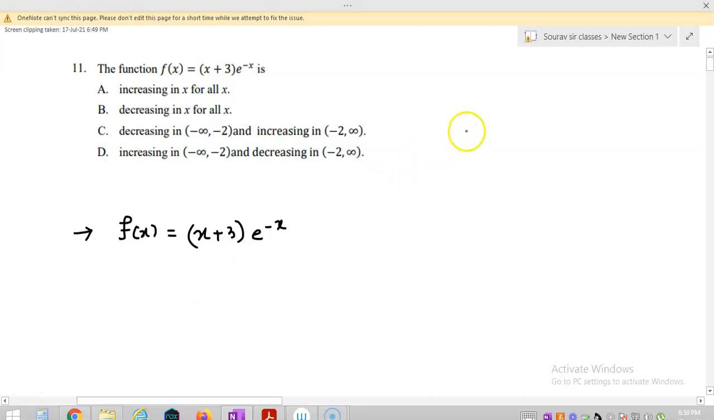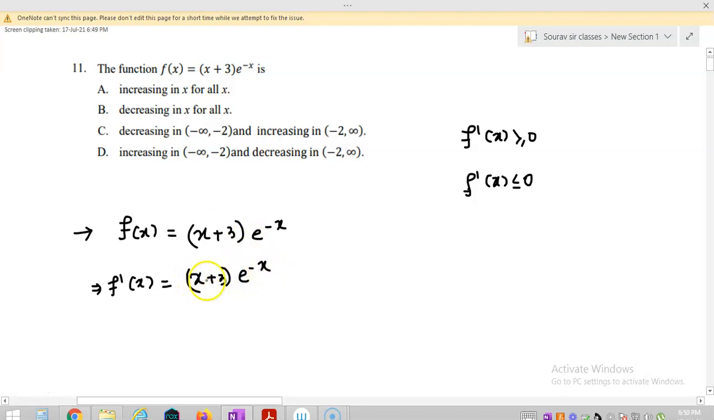We know that a function is increasing if and only if f'(x) is greater than or equal to 0, and decreasing if and only if f'(x) is less than or equal to 0. So first of all, let us find the derivative of f(x). We need to use the product rule: (x + 3) times the derivative of e^(-x), which is minus e^(-x), plus the derivative of x + 3, which gives e^(-x).